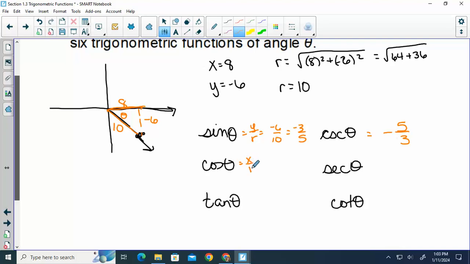Cosine is x divided by r, so 8 over 10, which reduces to 4 over 5. That means secant is 5 over 4. And tangent is y divided by x, so -6 over 8, or -3/4. So cotangent is -4/3. So you do have to watch your negatives. Any questions on that?